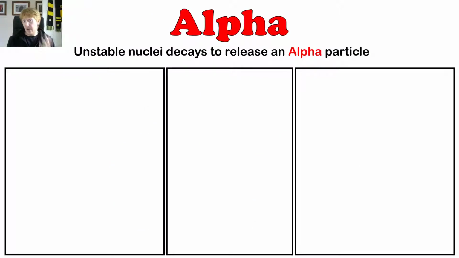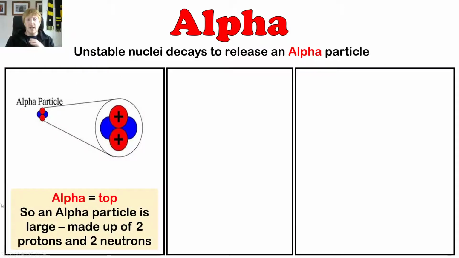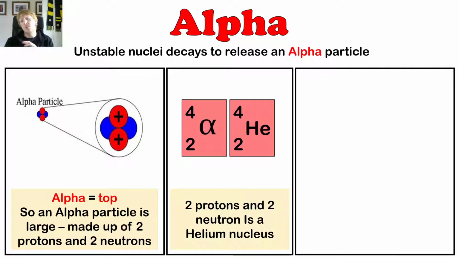Alpha decay is when an unstable nucleus decays to release an alpha particle. An alpha particle is this here. It is 2 protons and 2 neutrons. When in doubt, think alpha equals top, like an alpha predator is a top predator. So an alpha particle is big. It's the largest of the three. It's made up of 2 protons and 2 neutrons, which is the same as a helium nucleus, because hydrogen is 1 proton, helium is 2.